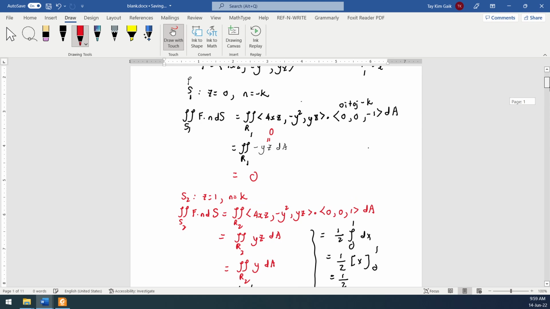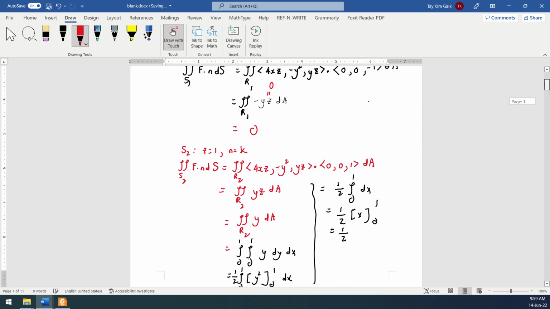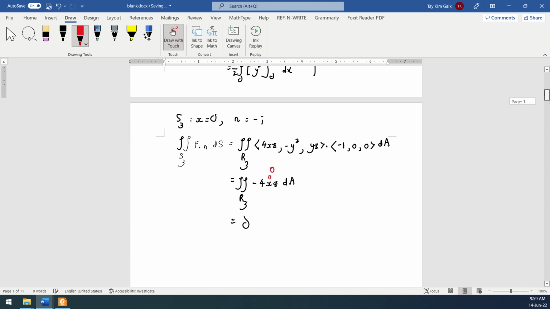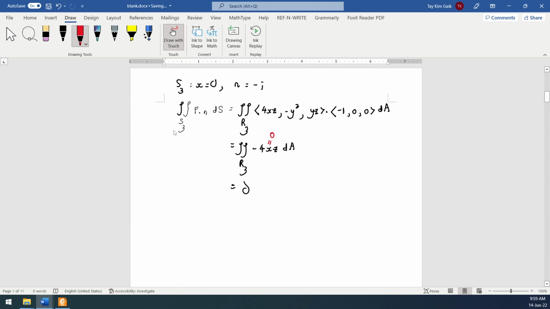So surface 1, the flux integral gets 0. Surface 2, the flux integral gets half. Surface 3, the flux integral obtains 0. And then do S4, where x equal to 1, n is positive i. So F dot n dS, this is R4. Repeat the process, just change the unit normal vector. That's why without using Gauss theorem, it's tedious, and you've got to do it 6 times.